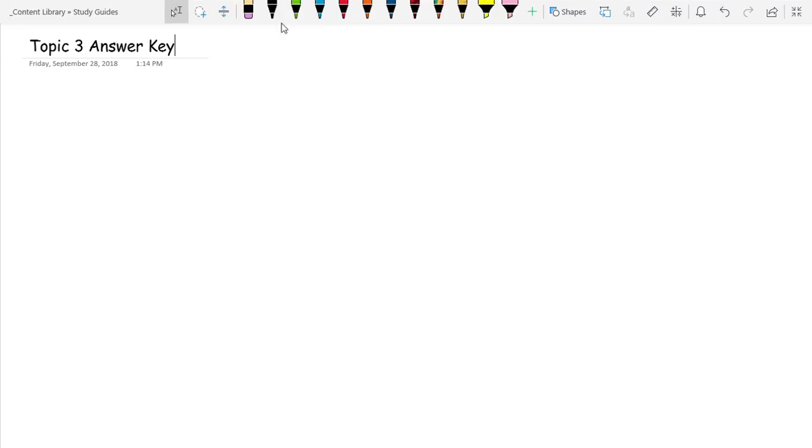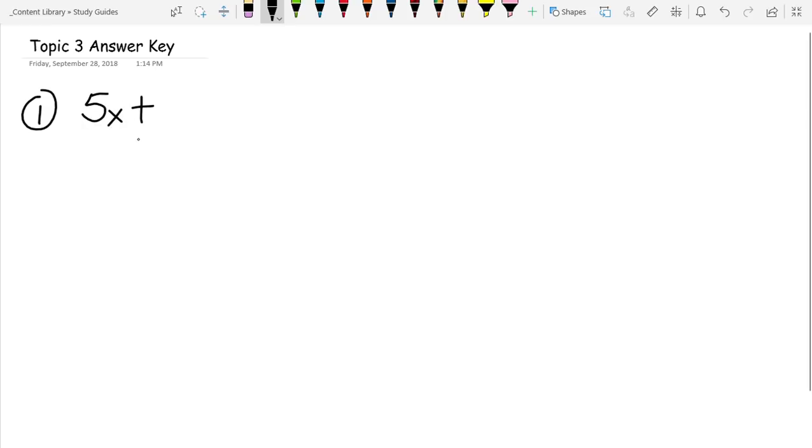So for number 1, it says the sum. So that means you're going to be doing an addition problem. So we'll put a plus sign. And it says the sum of 5 times a number x. So we're picking your variable. So since we say a number x, that means you have to use x. So 5 times x we write as 5x.